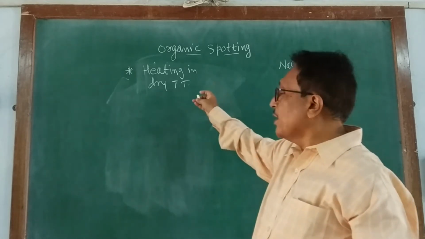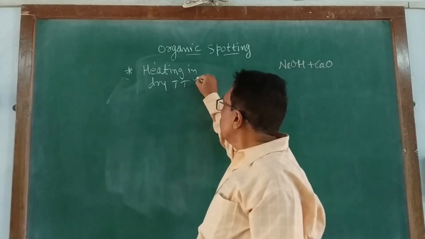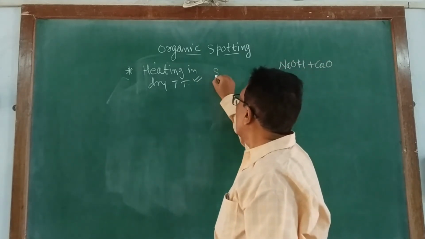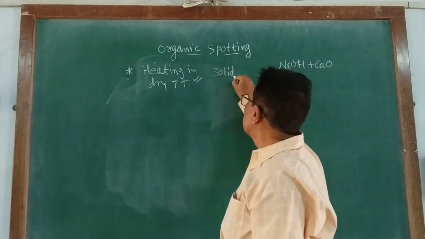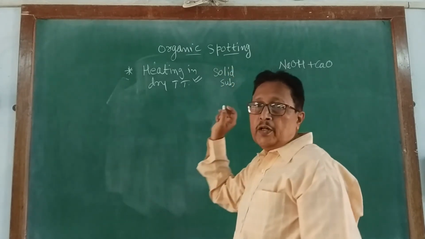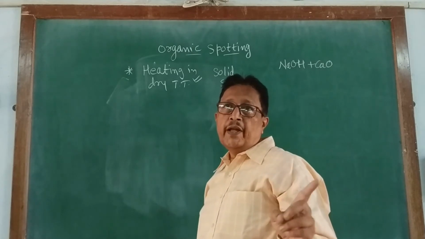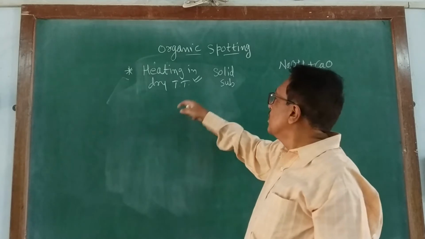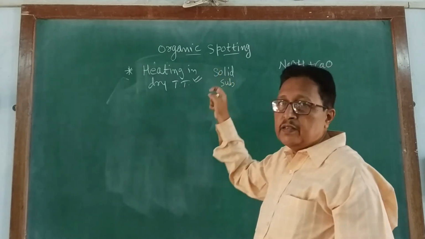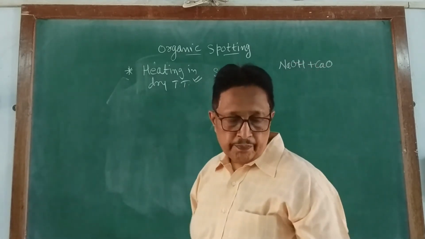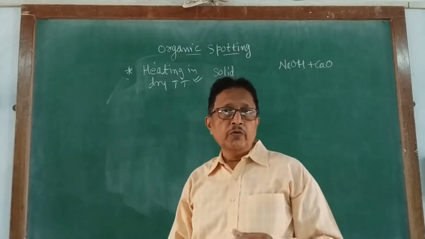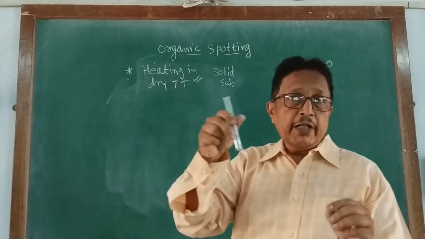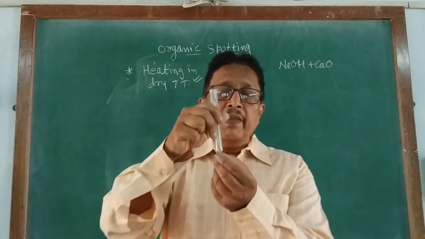So heating in a dry test tube, when you go through this test, remember one thing, that it is for solid substance only. When you add liquid, it will not remain dry. So this test is only for solid substance, and after performance of that test, you have to check which type of observation is there. But before that, heating in a dry test tube, how much substance you have to take?